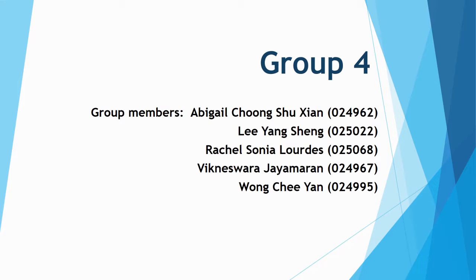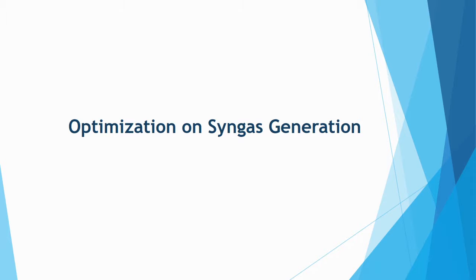Hi, we are from Group 4 and we're going to walk you through how we optimize the production of the ammonia flow sheet. My name is Rachel. I am Yangshen. I'm Vigneswara. I'm Abigail. I'm Kian. We started with optimizing the syngas generation.